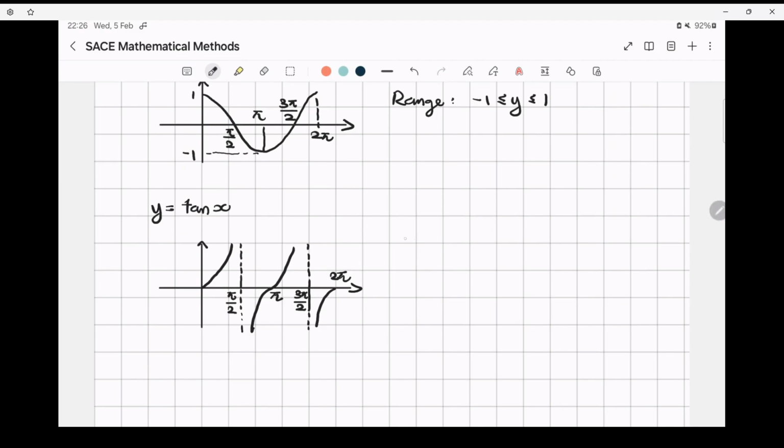So for the tangent graph, the domain will be from minus pi over 2. Because of the asymptotes, you cannot put the equal sign. It's from minus pi over 2 to pi over 2. For the range, that will be the set of all real numbers.